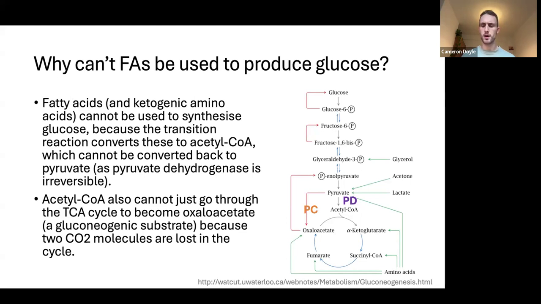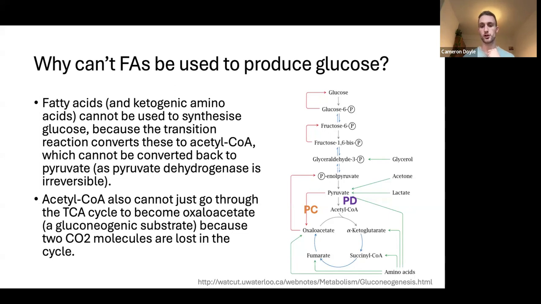Okay, why can't fatty acids be used to produce glucose? This is just a point that was raised in the syllabus, so I thought it was quite important. The reason is because the transition reaction converts fatty acids to acetyl-CoA, and we'll get onto that with beta oxidation. Acetyl-CoA is produced from the link reaction. Acetyl-CoA cannot be converted back to pyruvate. As we mentioned before, the link reaction is irreversible.